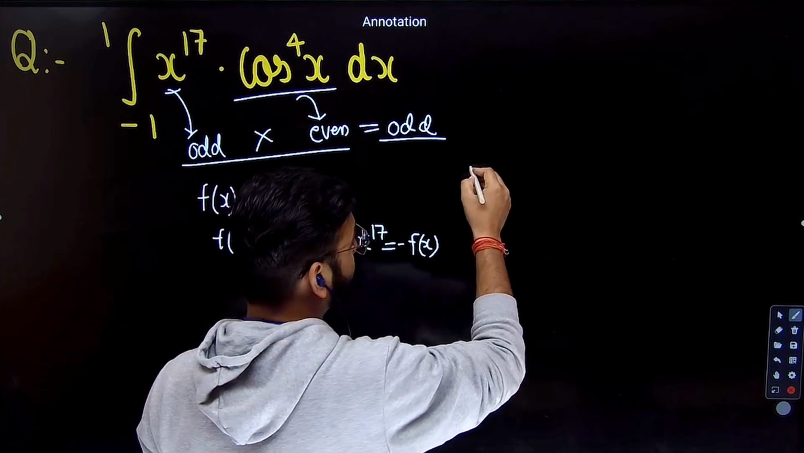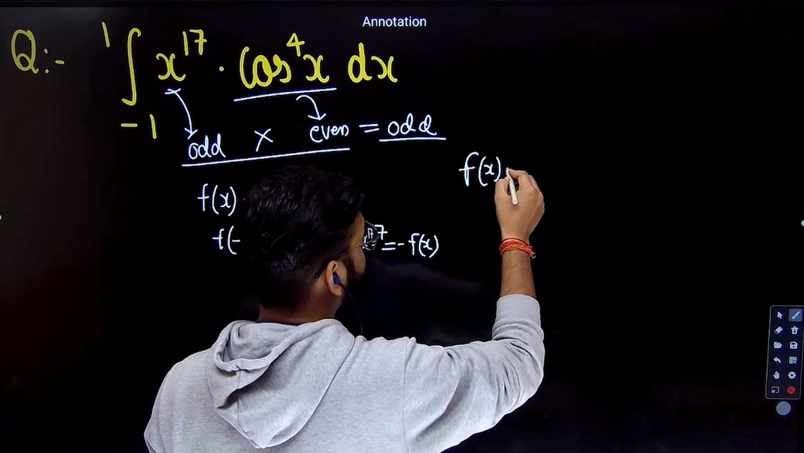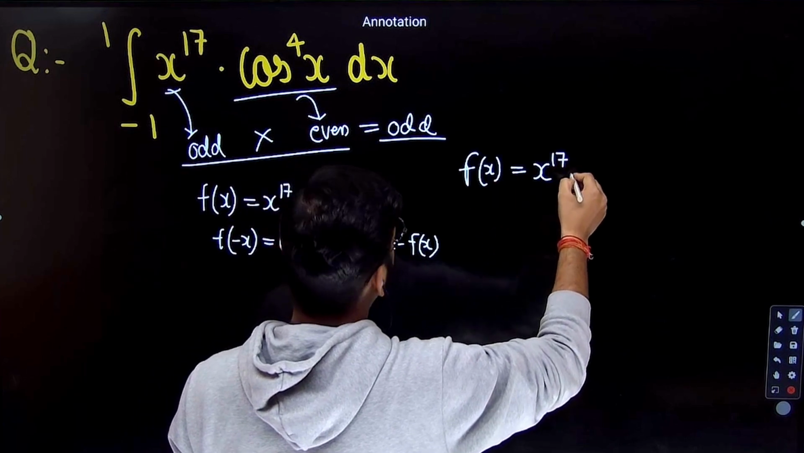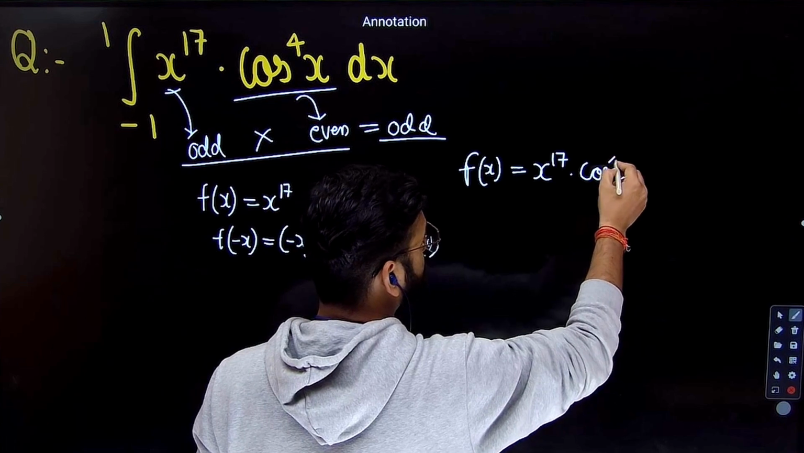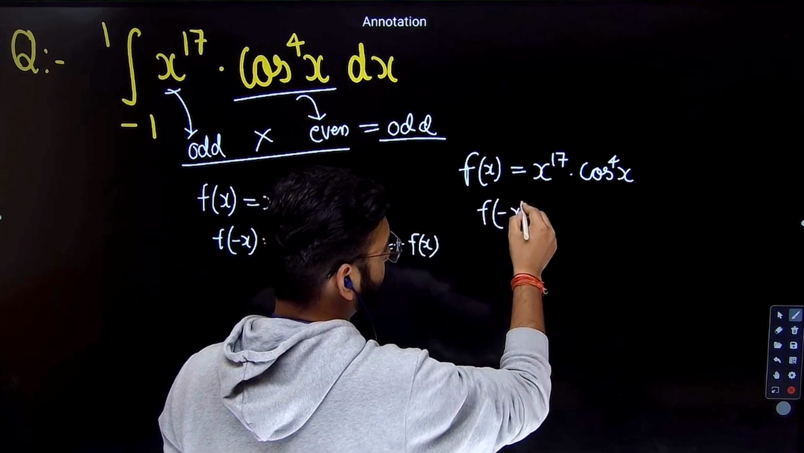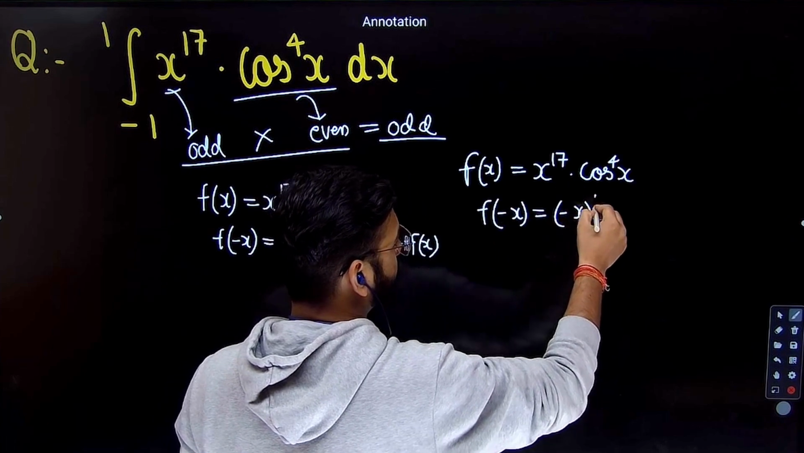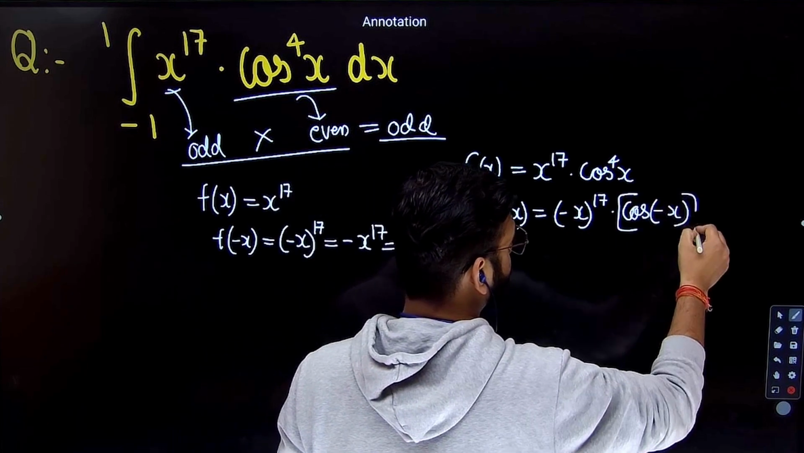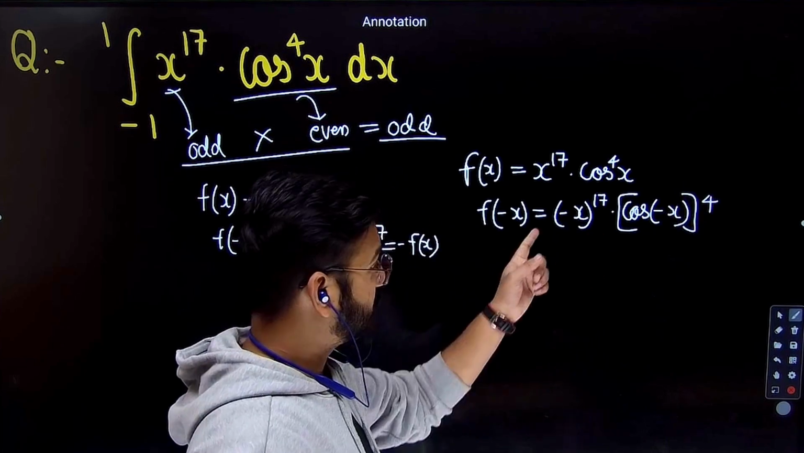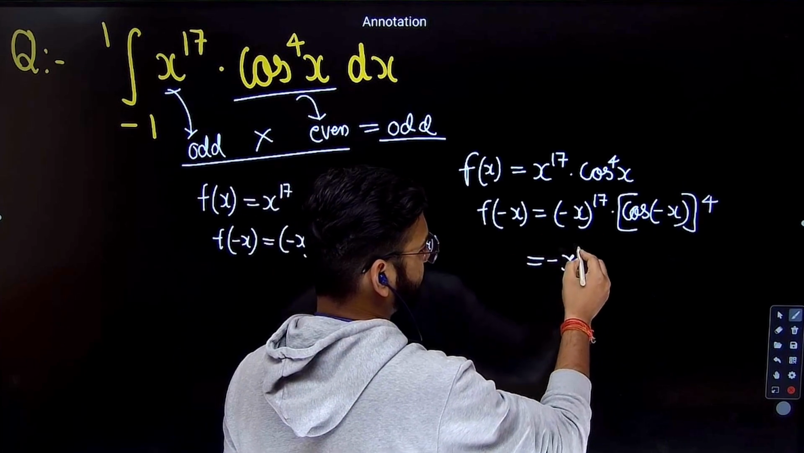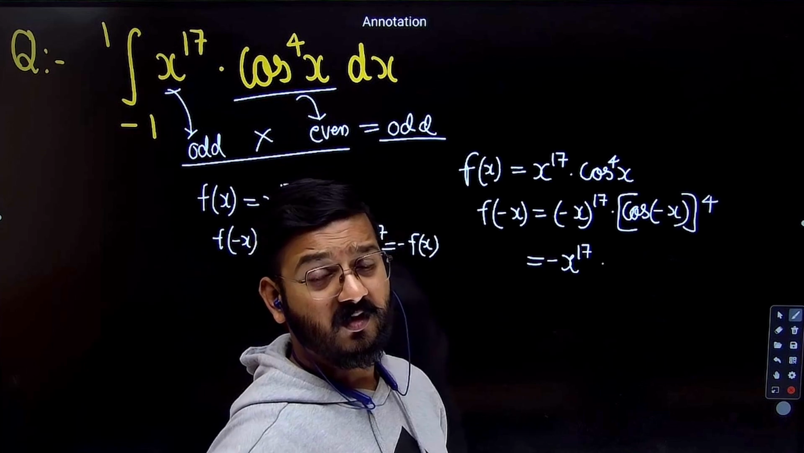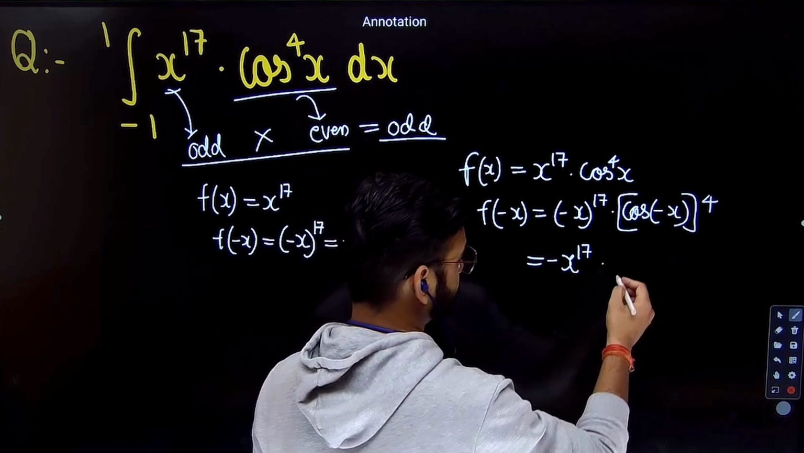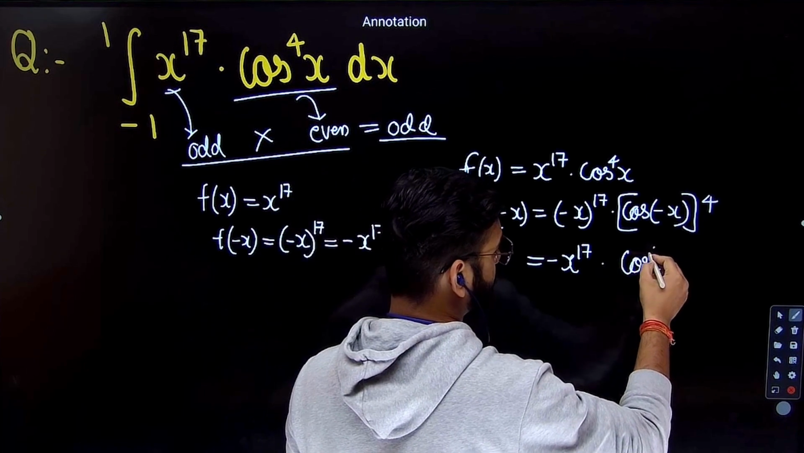If I assume f of x is x to the power 17 into cos x to the power 4, what will be f of minus x? Minus x to the power 17 into cos of minus x to the power 4. So this will be minus x to the power 17, and you know that cos of minus theta is cos theta. So this will be cos of x to the power 4.